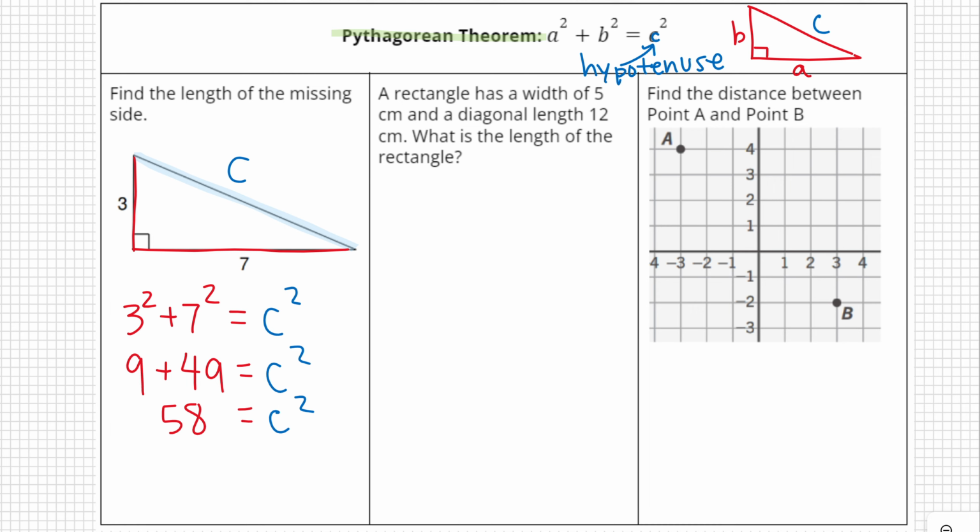So C is equal to the square root of 58. The square root is the opposite of squaring something. So then you go to your calculators, you'll get to the square root button, and this is equal to 7 point, and I'm going to round it to the nearest hundredth place, so 62. And if there were units, I'd write the units, but there aren't any here, so we'll just use that. 7.62 is the length of the hypotenuse.